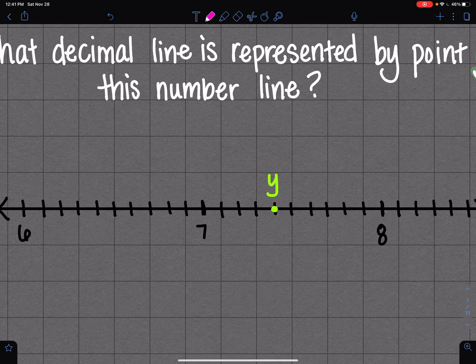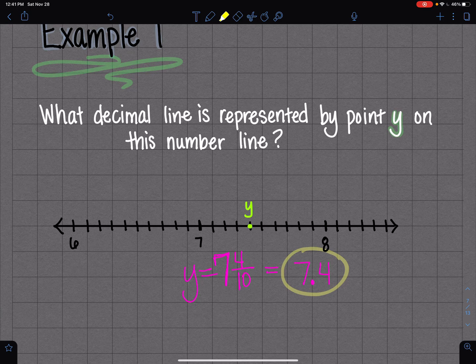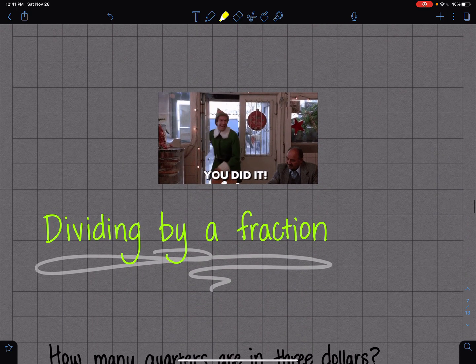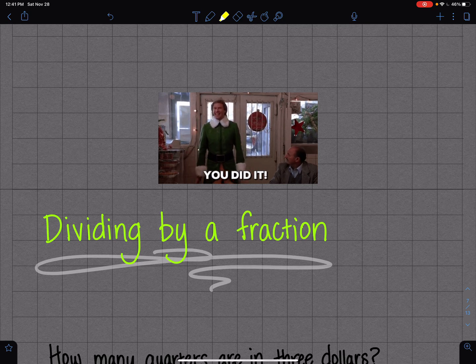So Y is actually equal to 7 and 4/10. But you could also write that as a decimal, 7.4. So that's what they want us to do, is write it as a decimal. So it's 7.4. Okay, so that's all there is to it for that. So you did it. You learned how to find decimals on a number line.